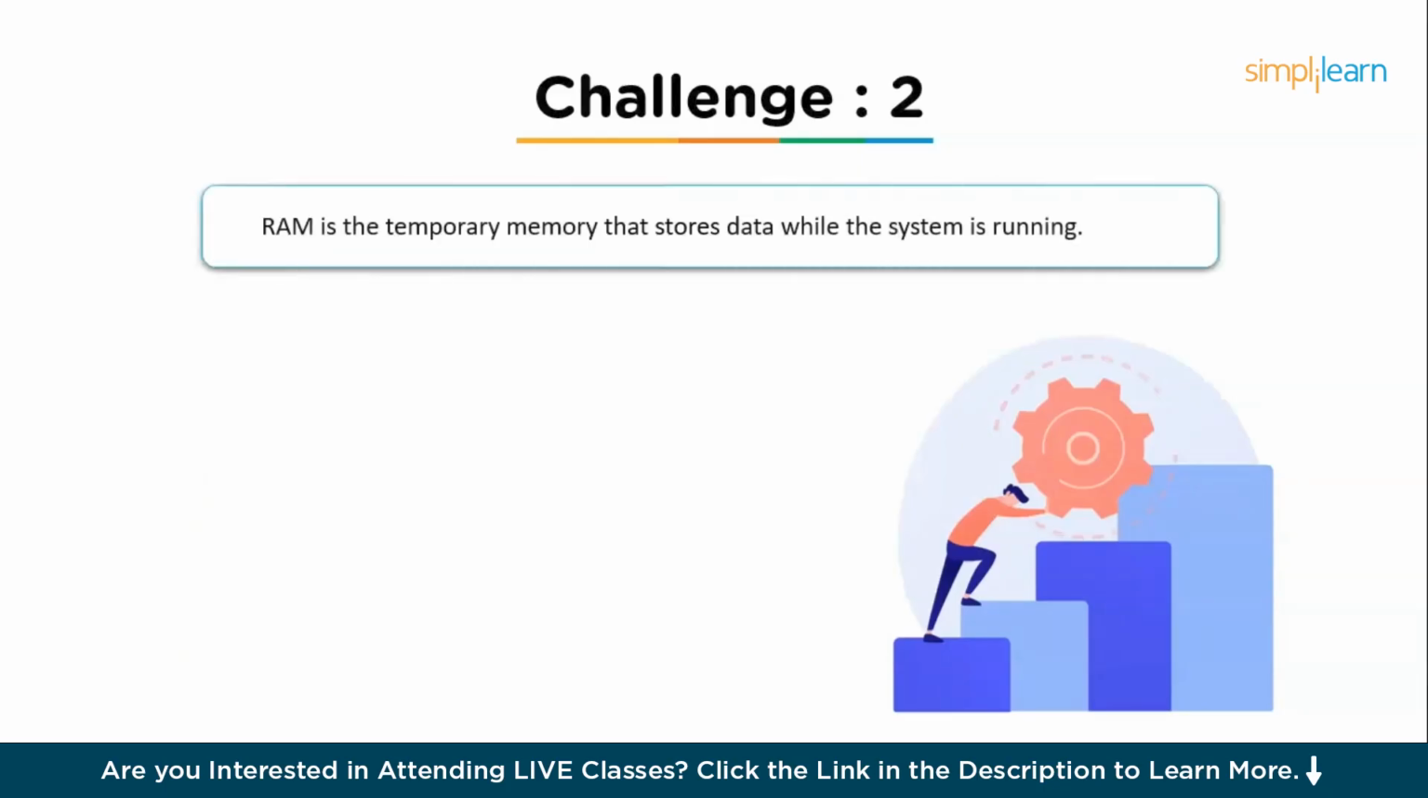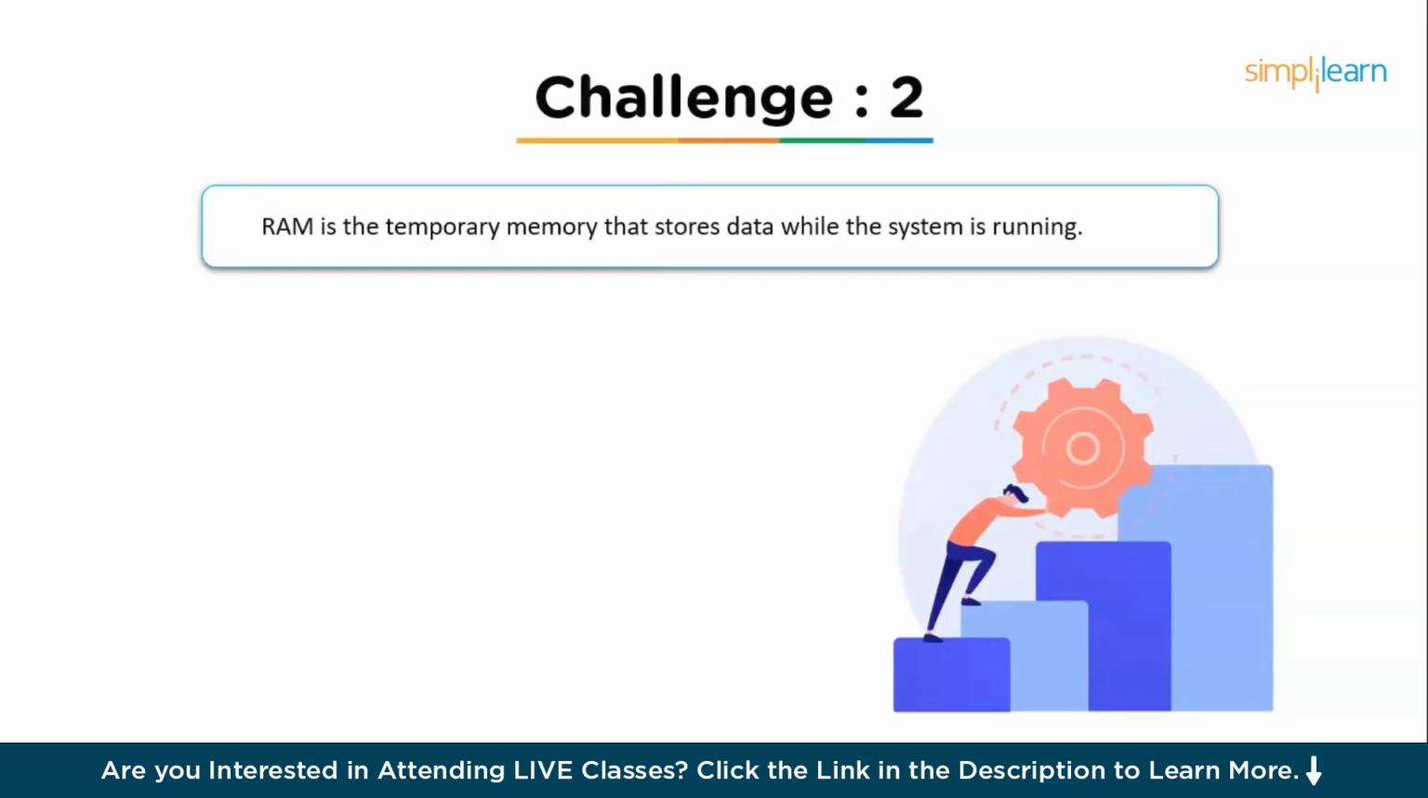Then we have the second challenge, that is limited RAM. RAM is a temporary memory that stores data while the system is running. In embedded systems, RAM is extremely limited, sometimes just 2 kilobytes or 8 kilobytes. Compare that to your phone, which may have 8 GB of RAM, a million times more.